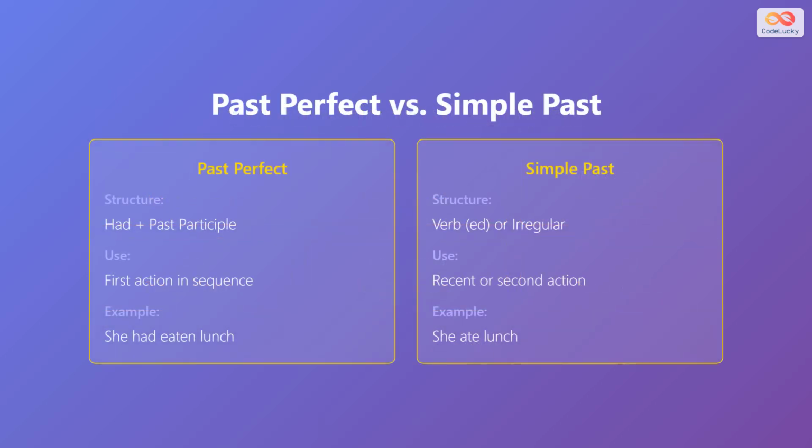Let's compare the past perfect with the simple past. The past perfect uses had plus the past participle, like she had eaten lunch. The simple past just uses the past tense form, like she ate lunch. The past perfect shows the first or earlier action in a sequence. The simple past shows a more recent or second action. So if we want to say someone ate lunch before doing something else, we use past perfect. If we just say they ate lunch without any time connection, we use simple past.